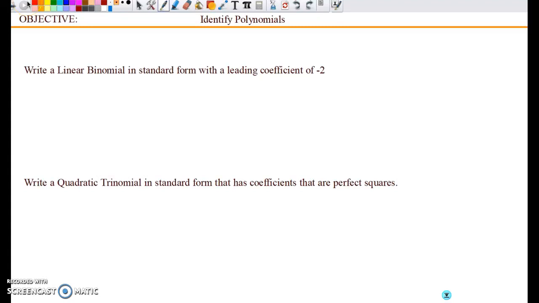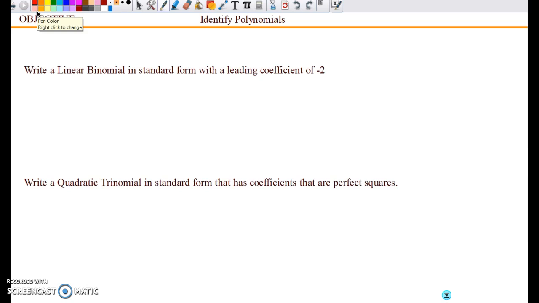Welcome to the next video of Unit 7. This is actually Lesson 4. We're going to be reviewing all the things that we've learned so far. So this is going to be kind of a synopsis before your quiz that's going to be at the end of the week. And it's going to be on adding, subtracting, multiplying polynomials, as well as identifying them by their degree and how many terms there are.